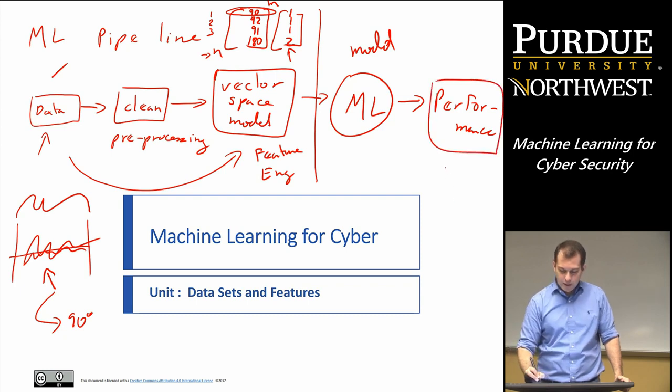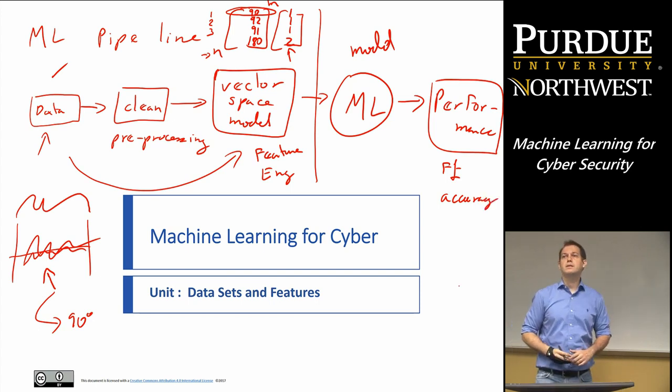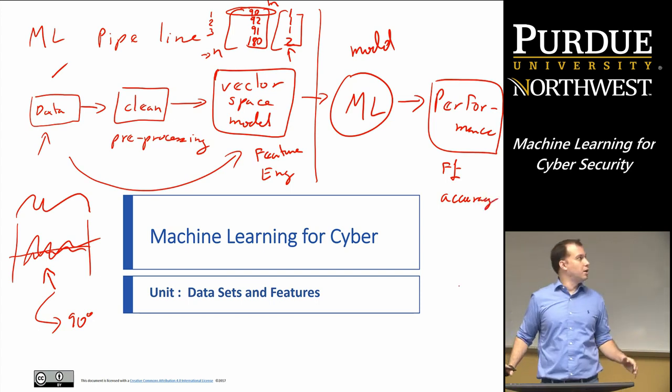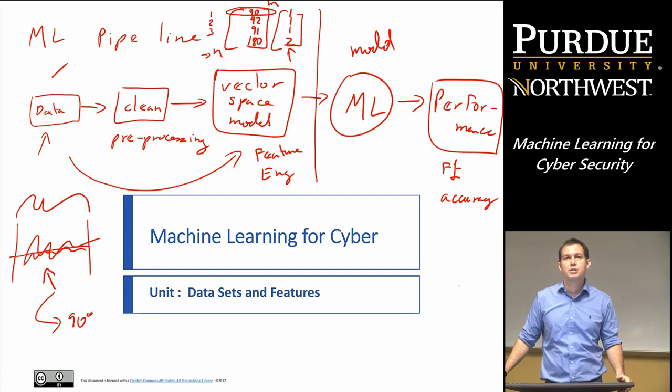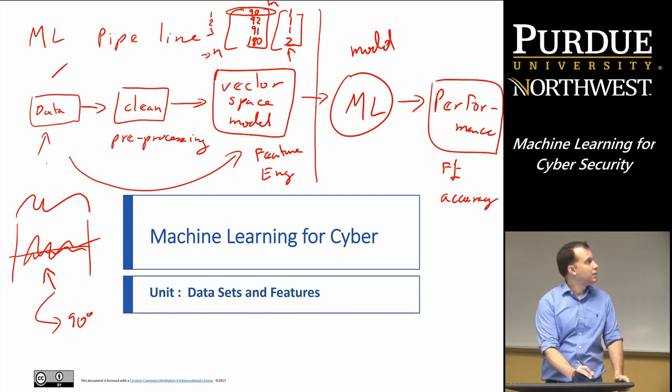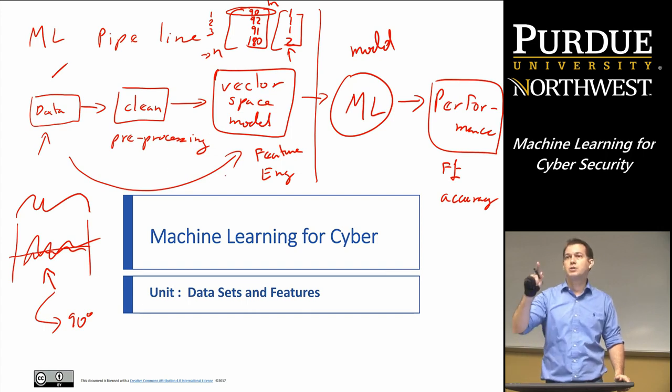So we're going to learn things like the F measure, F1 metric, or accuracy. All right? So this, in a nutshell, is machine learning. That's the machine learning pipeline. And this is the whole process. Today we're going to focus just on the very first part, getting to the vector space model. All right? Questions? Any other questions?